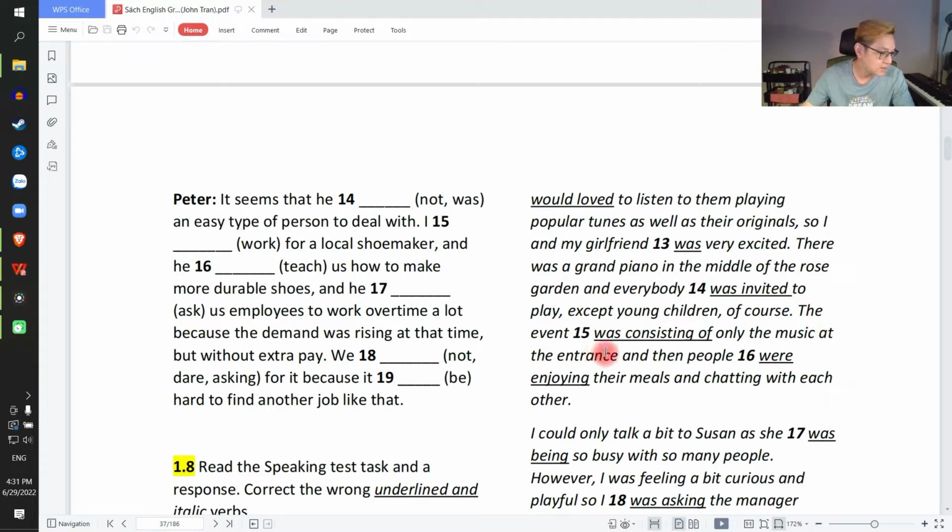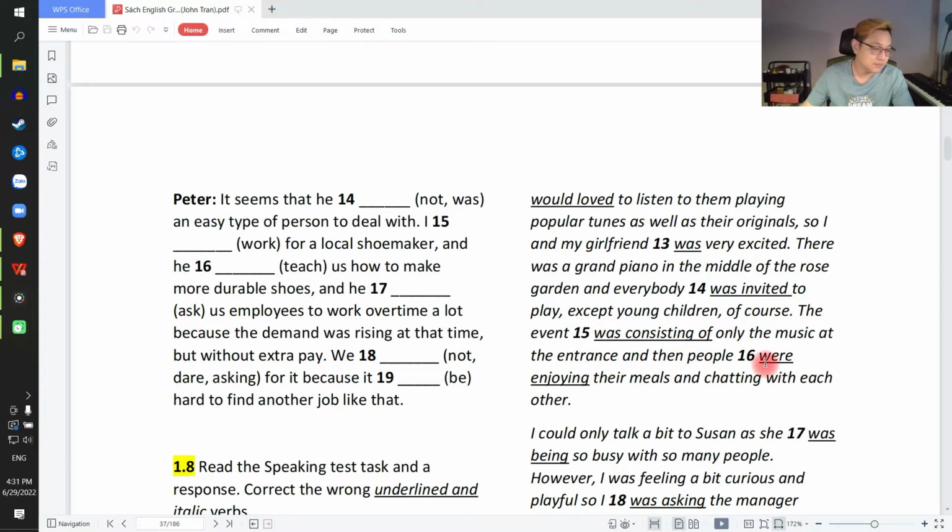The event consisted of only the music at the entrance. Cái số 15 phải là consisted of cũng được. The event consisted of only the music at the entrance.